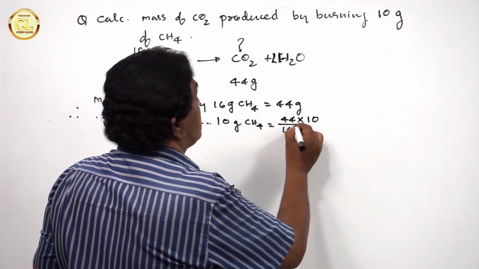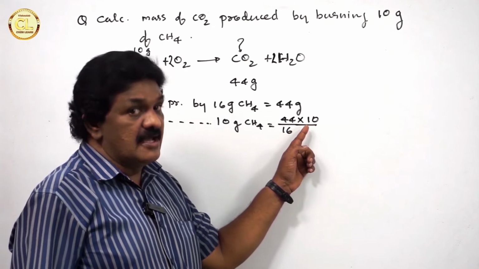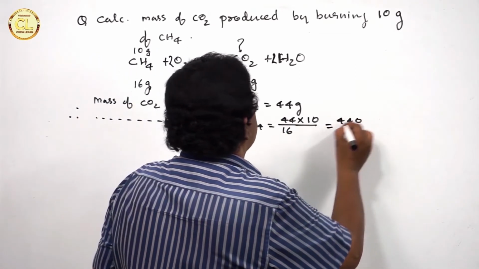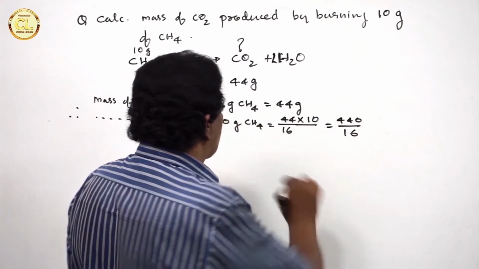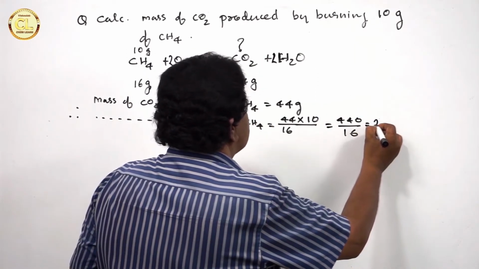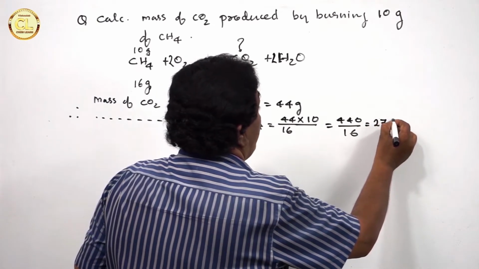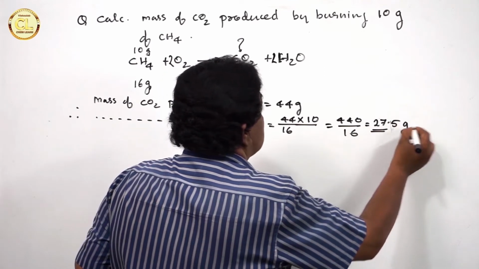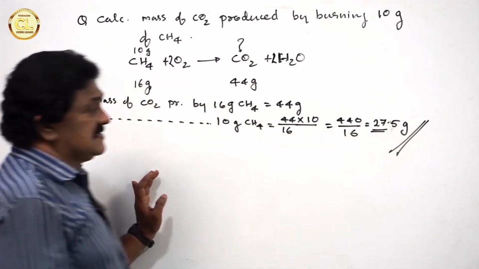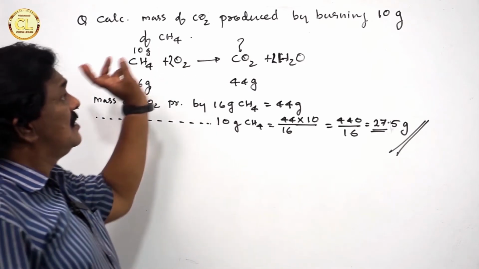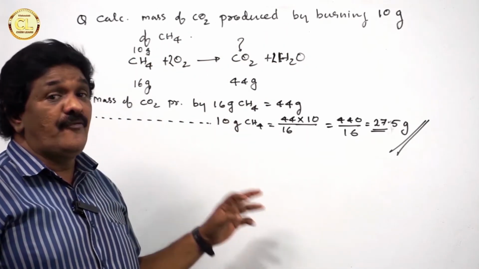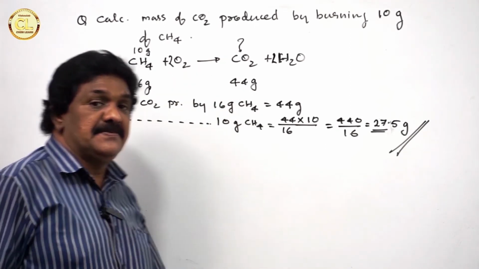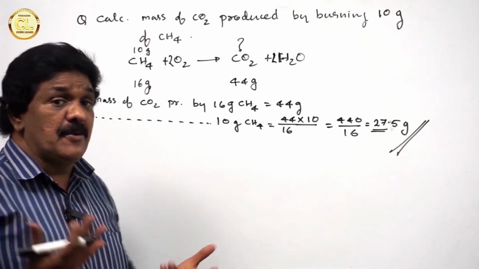So, what mass of CO2 is produced for 10 gram? That is what we are asked to find. That is 440 divided by 16, which is 27.5. So the answer is 27.5 grams. We got the answer. It is the stoichiometric way of finding the mass of carbon dioxide produced out of 10 gram methane. Now, let us see another problem.